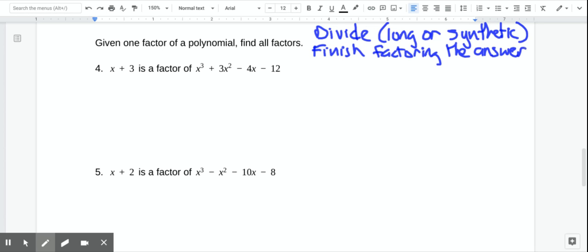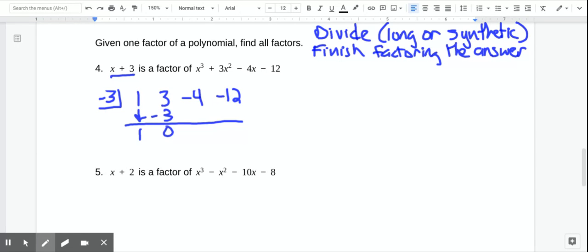So right now we know that x plus 3 is a factor of this thing. So we need to divide those two. I'm going to use synthetic division. So -3, the opposite of that, goes in the box. And then my coefficients are 1, 3, -4, and -12. So we drop the 1 down, we multiply and add, multiply and add, and multiply and add again.